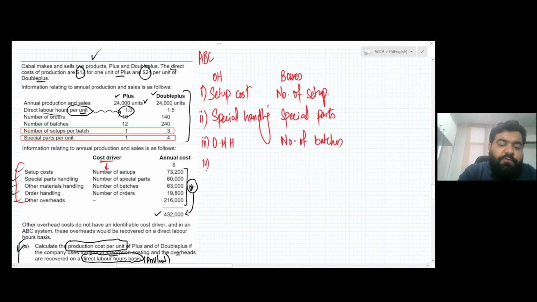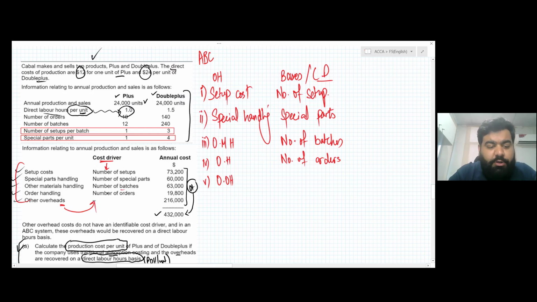And for the fourth one, other handlings, number of orders. Okay, they have already given us the cost drivers in front of that, number of orders, because these bases are the cost drivers. CD means cost drivers. And for the fifth, other overheads. For other overheads, if you see, they have given us no cost driver.